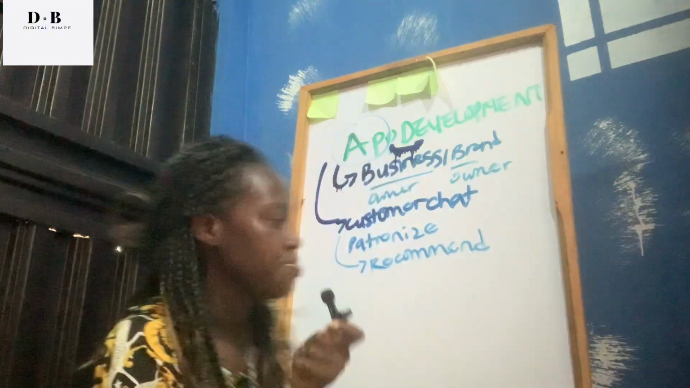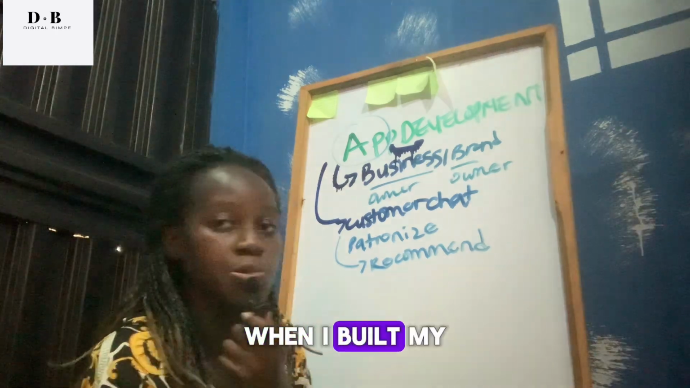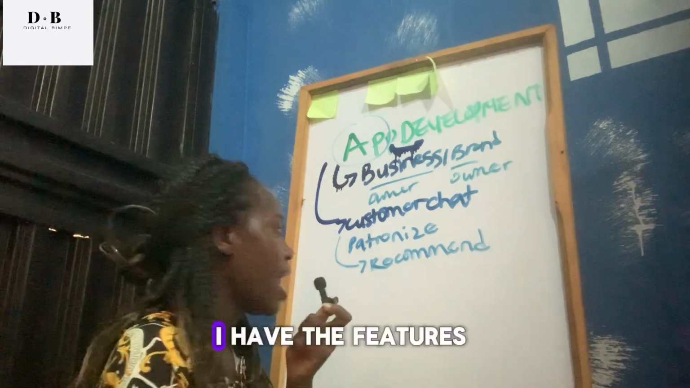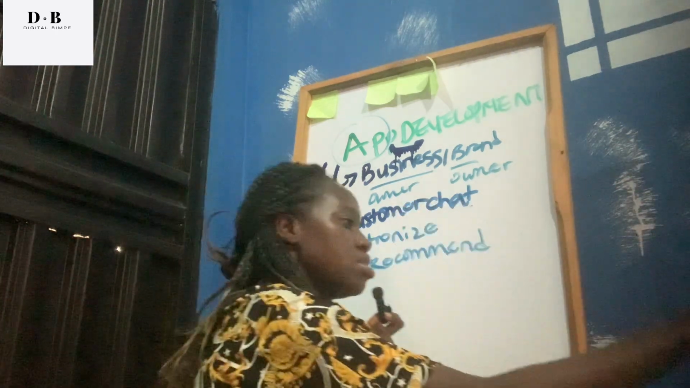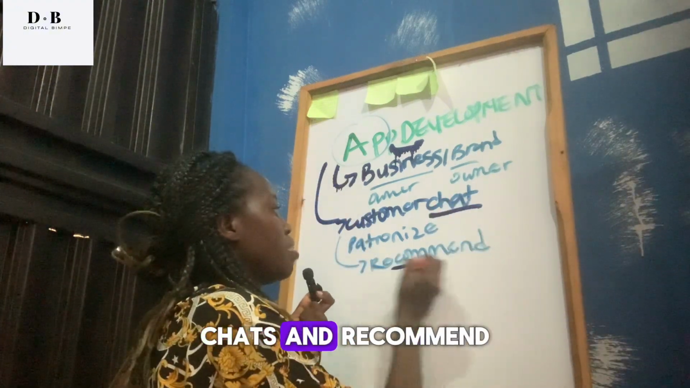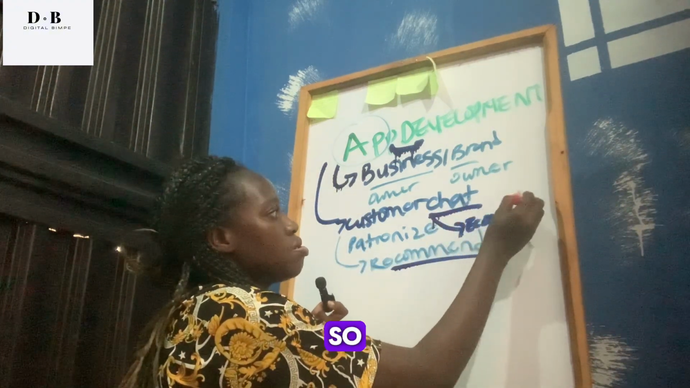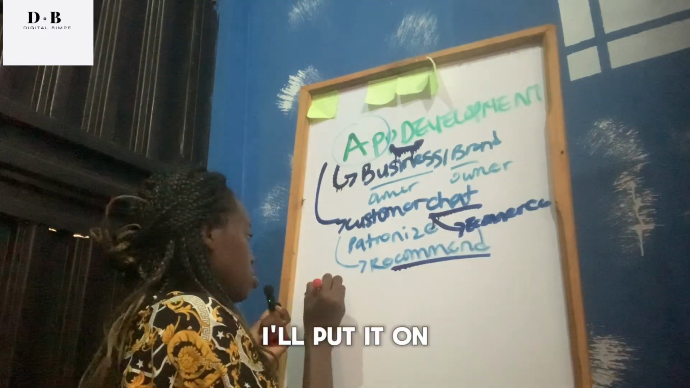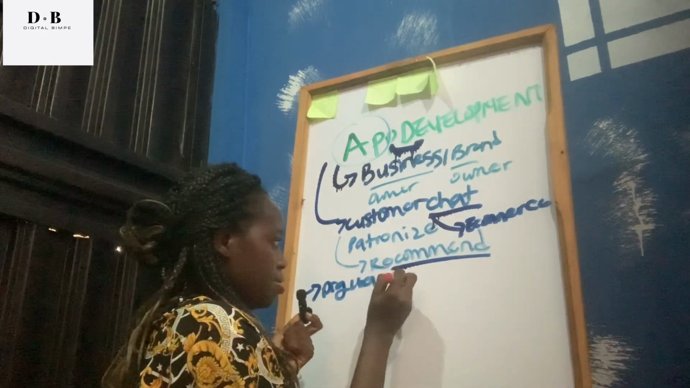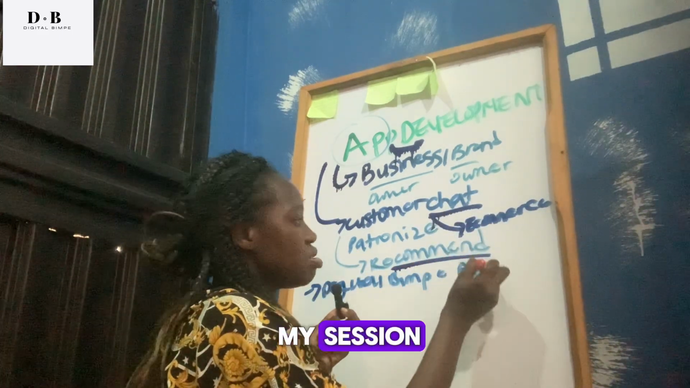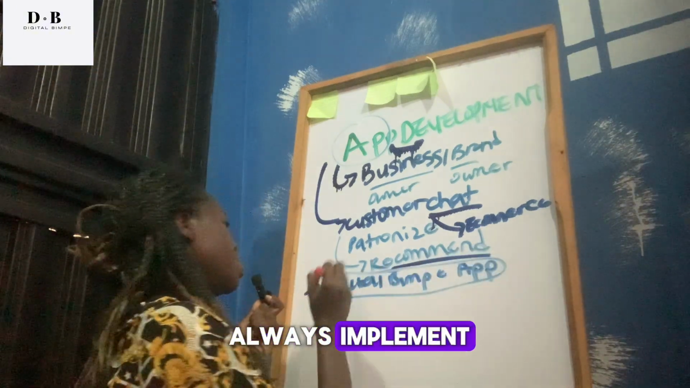You know, when I built my app two years ago, I had the services of chat and recommend. Then I also had the features of e-commerce. So you can go and search it. I'll put it on this board. Like I used to say in all my sessions, anything I do, I always implement.